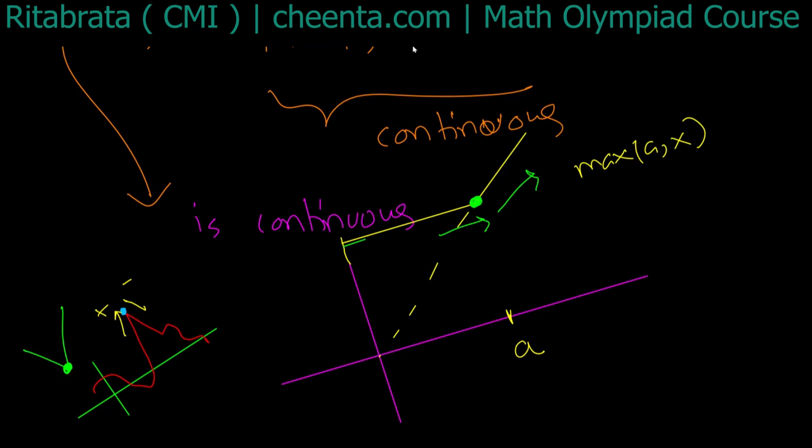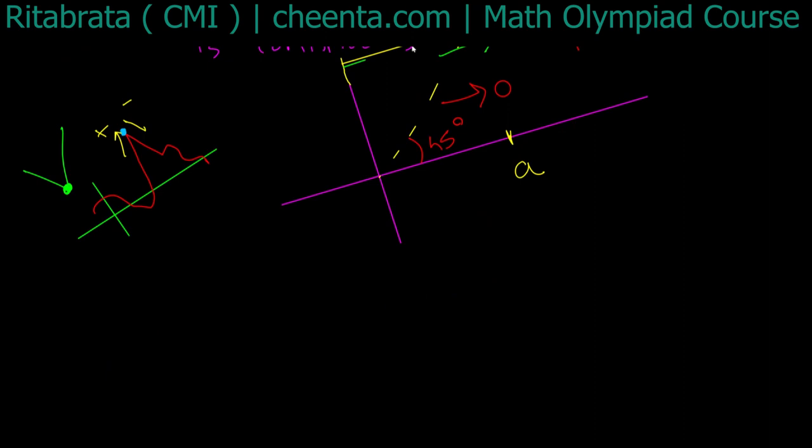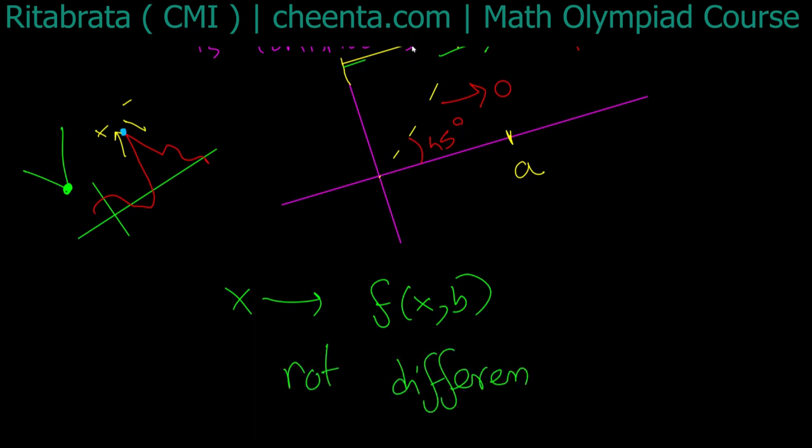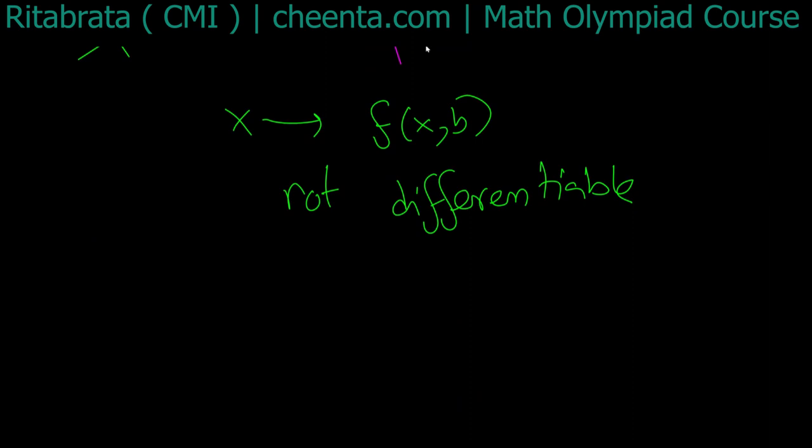Here you can also guess the same thing, because if you approach from left, the slope is always 0. But when you approach from right, the slope is 1, because from right the slope is the same as the function y equal to x. That means the function x goes to f of (x, b) is not differentiable. This map is not differentiable. You can easily prove it using your usual definition also. Call this g of x, so g of x equals the maximum of x and b. I'll show that it is not differentiable at b.